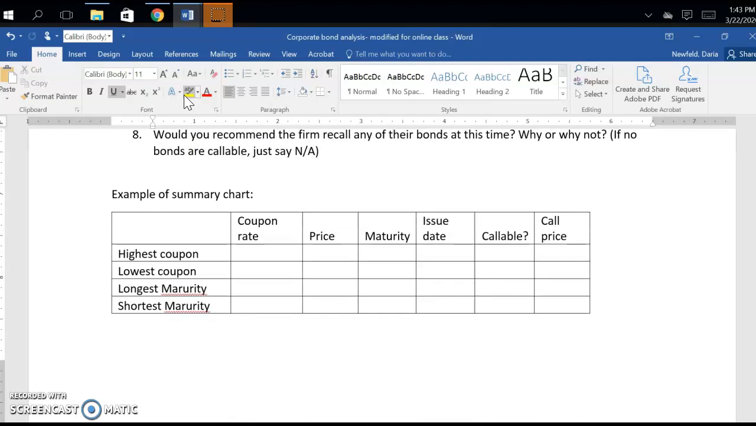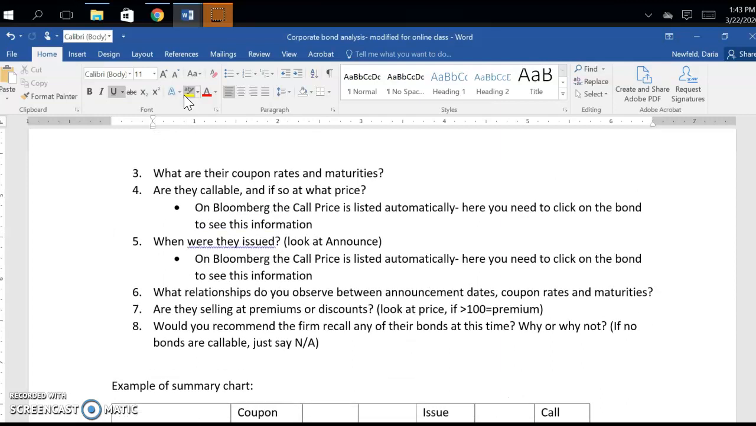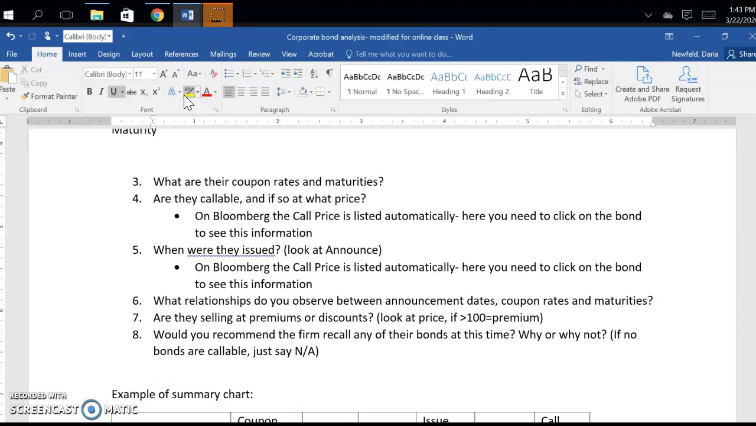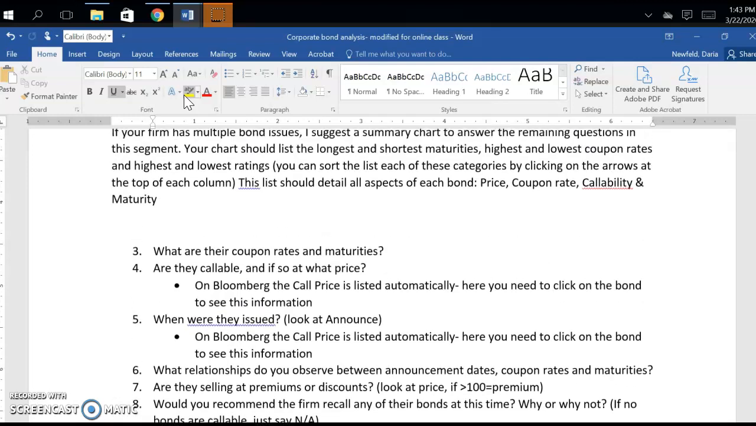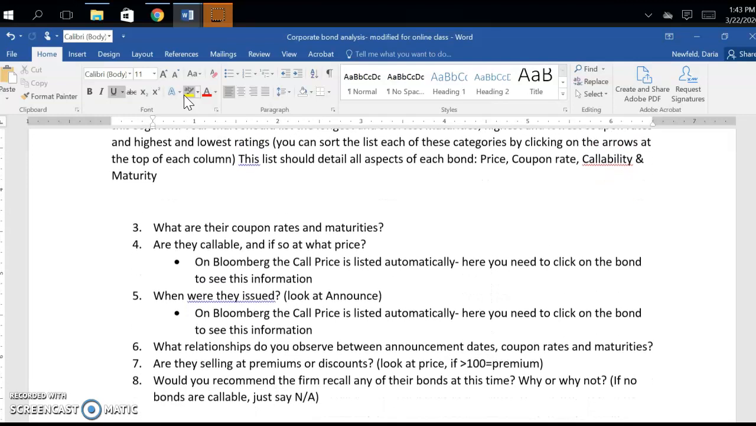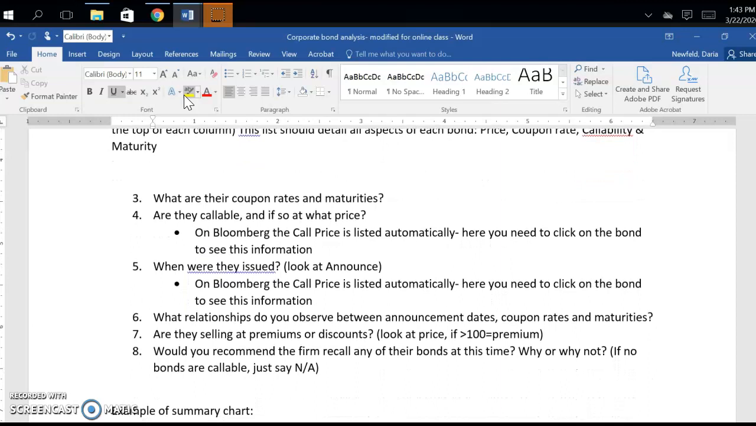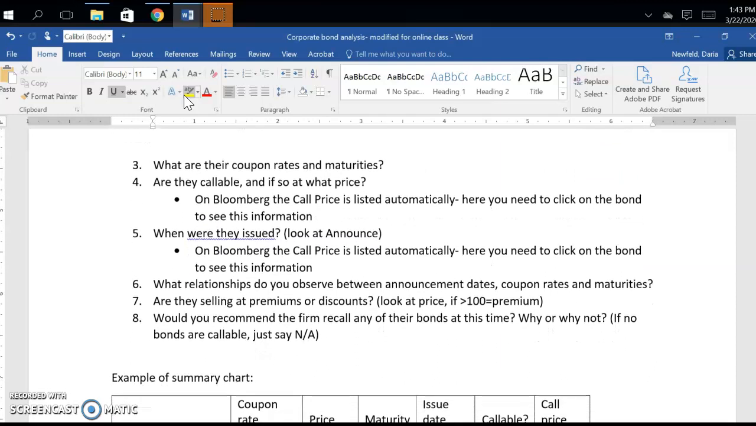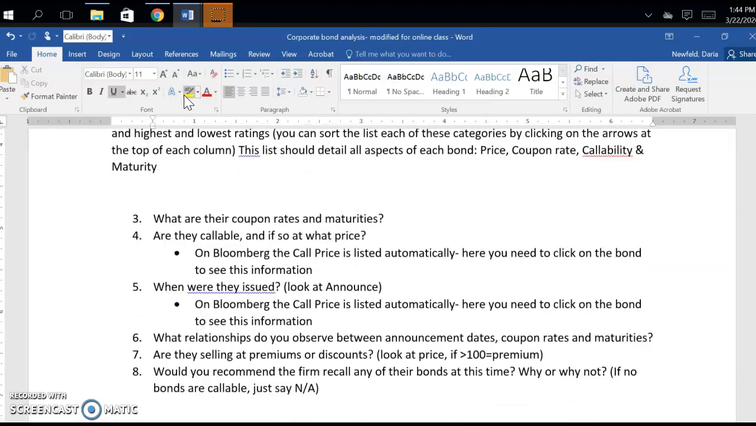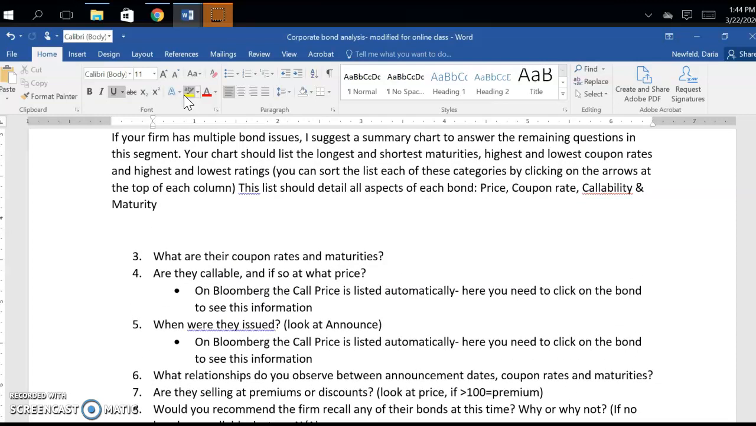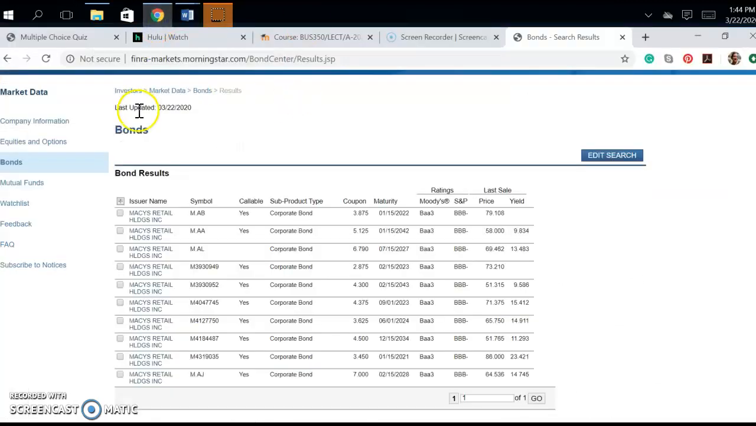All right, so what am I looking for? I'm trying to examine some of the relationships that I see about the bonds that my company has issued. So what are the bonds' coupon rates and maturities? Are they callable? And if so, at what price? When were they issued? And what relationships do I observe? Are they selling at a premium or a discount? Okay, so I'm going to go over here and I'm going to look at them.